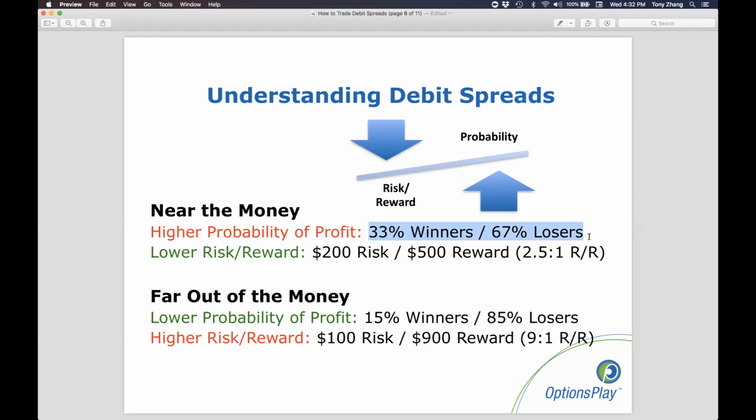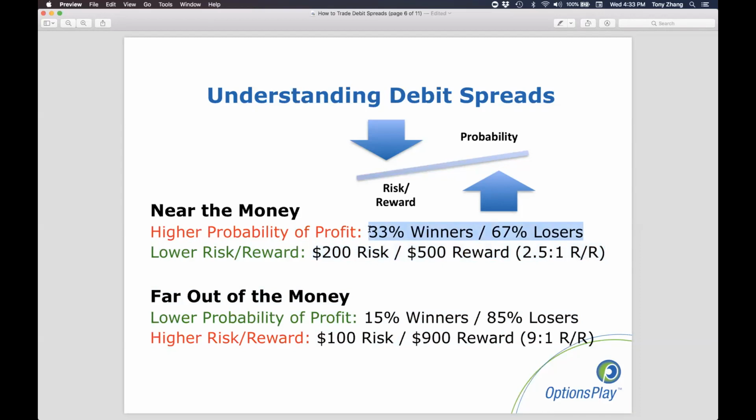What is the risk to reward of something? Pretty much all debit spread trades will have what we consider good risk to reward, where we're risking, let's say, $200, but trying to make potentially $500. That's how we make up for the low probability of profit: we have a low number of winners, but when we win, we win substantially more money.